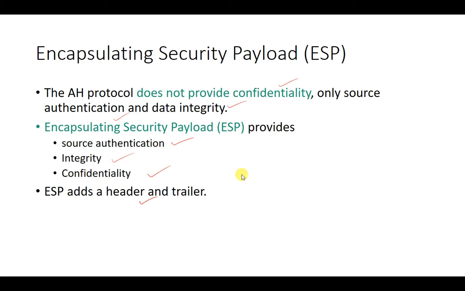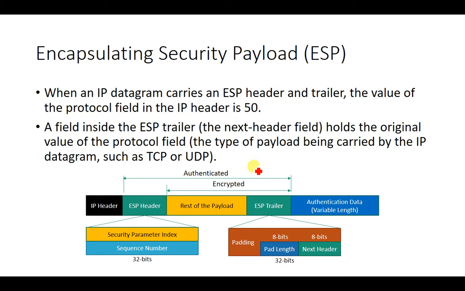Let us check the figure of the ESP protocol in the next slide. Over here you can see that this is your payload. You want to transfer this data from your source node to destination node, and you can see the ESP header and ESP trailer both are connected to this payload. When an IP datagram carries an ESP header and trailer, the value of the protocol field in the IP header is 50, which is 51 in case of the authentication header. A field inside the ESP trailer, the next header field, holds the original value of the protocol field, the type of payload being carried by the IP datagram, such as TCP or UDP.